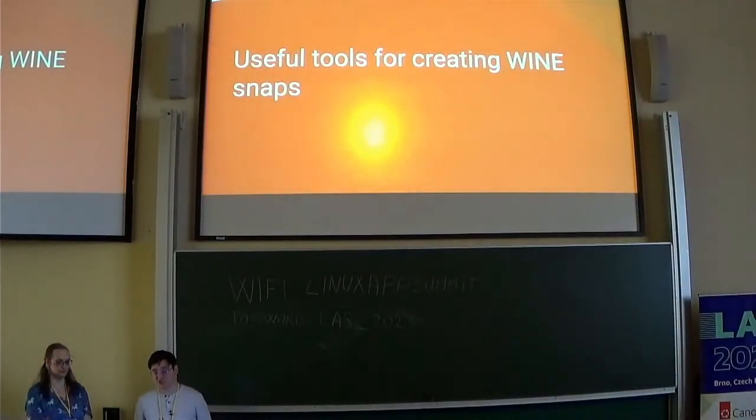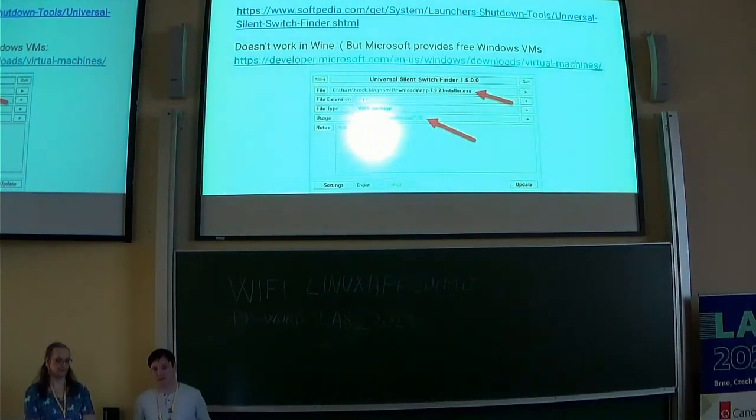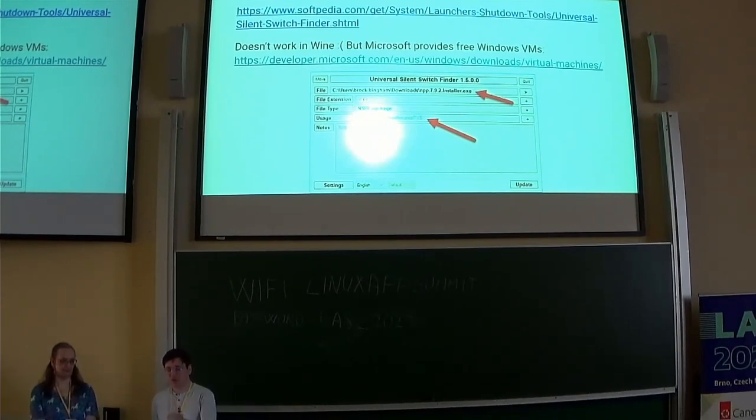There are a bunch of useful tools that can help you create Wine snaps. The first tool is the Universal Silent Switch Finder. It's very user-friendly if a user simply clicks install this application, and then the application installs in the background. However, even though many installers have switches to make them install silently, they don't have that documented, and there's not a standardized way to figure out what those switches are, so you can run this program. However, important to note here is that this program sadly does not run in Wine itself, so you need Windows or a virtual machine in order to run it.